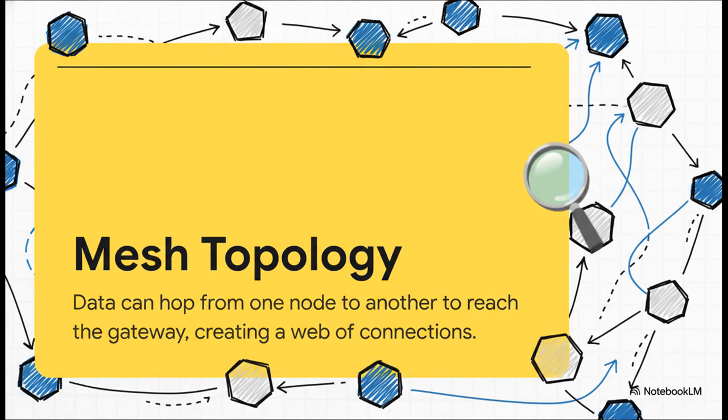And then you have the mesh topology. Now, this is more like a web or a net. Here, devices can talk directly to each other. So if one sensor is too far away from the main gateway, no problem. It just hops its message to a neighbor, and that neighbor relays it forward, creating this really resilient, interconnected network.